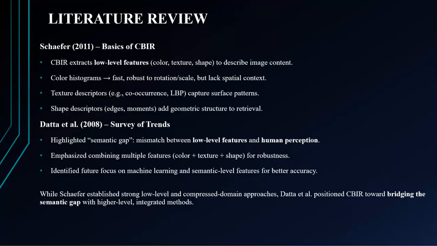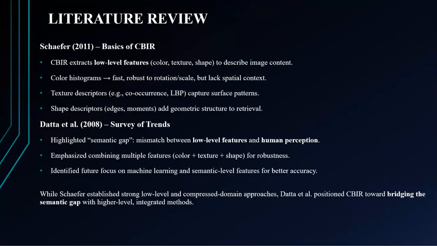Researchers have approached CBIR from two perspectives. On one hand, Schaefer in 2011 focused on low level features: color histograms, texture descriptors like LBP, and shape features. These are efficient and easy to compute. Color histograms, for example, are fast, rotation and scale invariant, but they ignore structure.